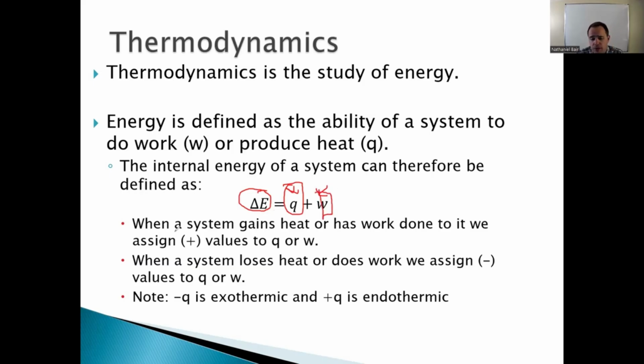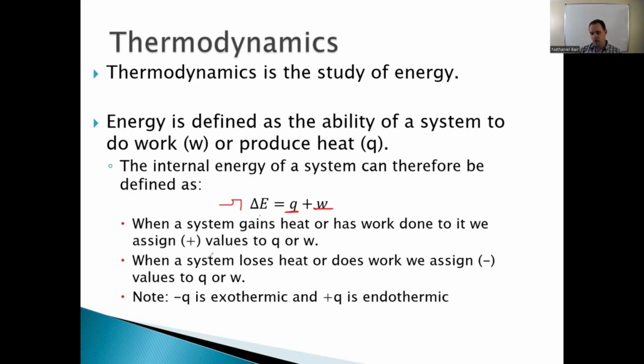So the internal energy of a system can change by having work done to a system or the system doing work, or by adding heat to a system or the system releasing heat. The hardest thing about this is a very easy equation, right? The change in energy is equal to the amount of heat and the amount of work, right? The hardest thing about this equation is assigning the values as positive or negative values of Q or W. So how do we do that?